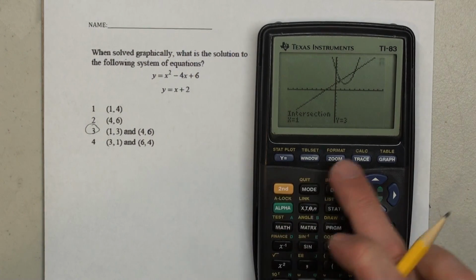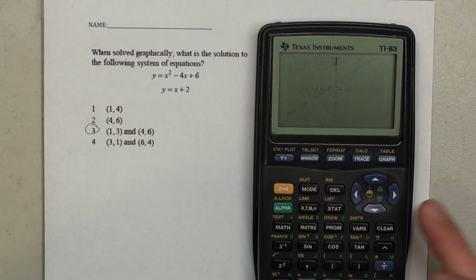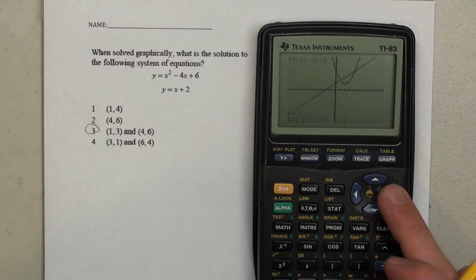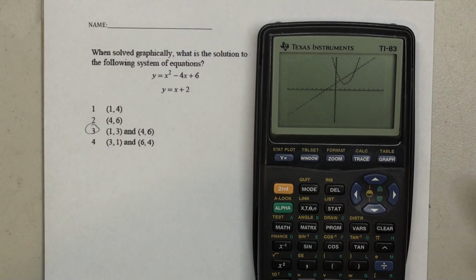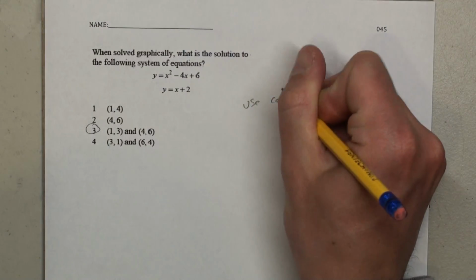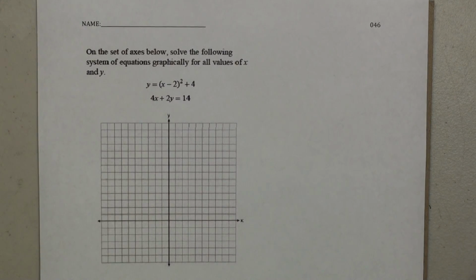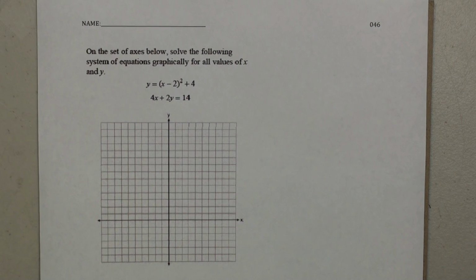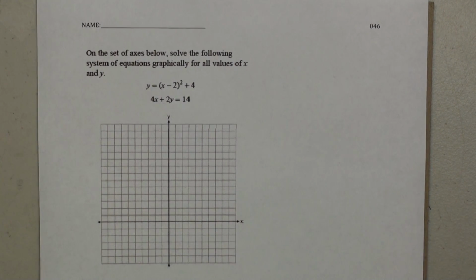Let's just double check. Second, calculate, intersect, bring it over near the second point, enter, enter, enter. 4, 6. So there it is. Use calc. All right, this one we actually have to solve, right? On the set of axes below, solve the following system of equations graphically for all values of x and y.